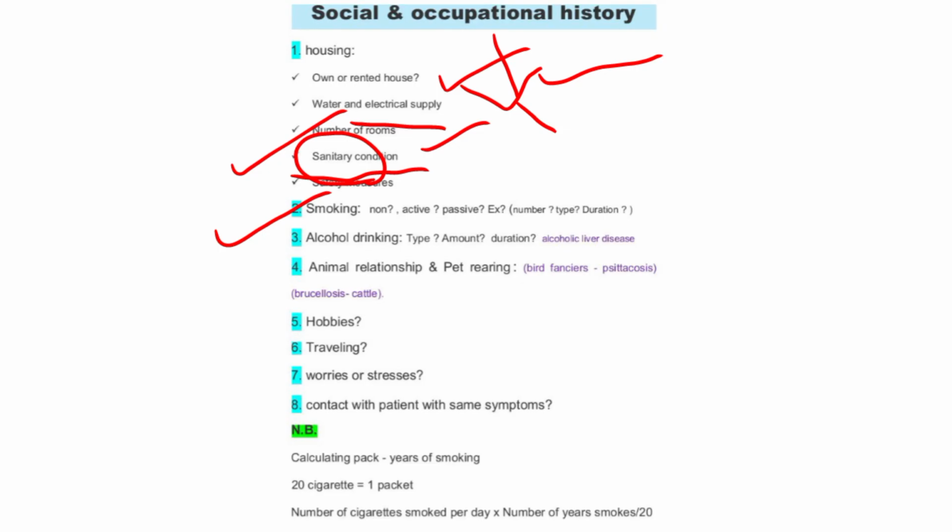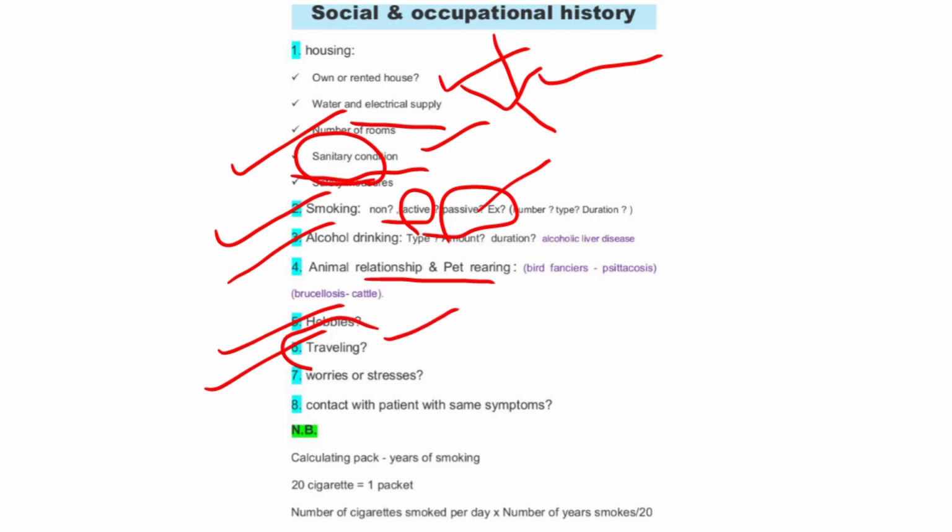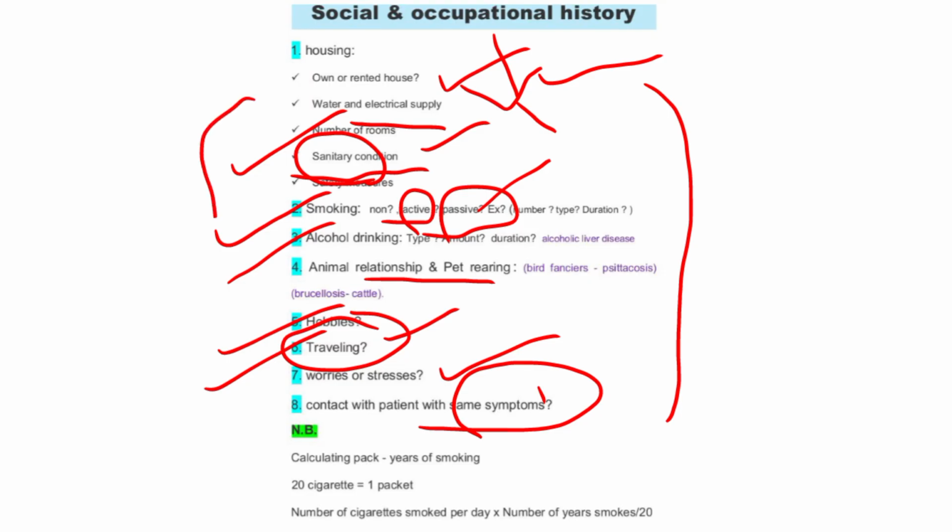Smoking, patient is doing active smoking when smoking himself or herself, or sitting with smokers. Passive smoking, alcohol drinking, any kind of pet he has in the house. Hobbies, any kind of traveling history, this is very important. You can ask any kind of stress the patient is facing. Contact with a patient with the same symptoms. These are the social and occupational history. Many diseases can spread from person to person, and the environment the patient is living in also matters a lot.